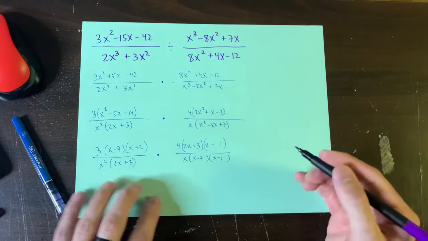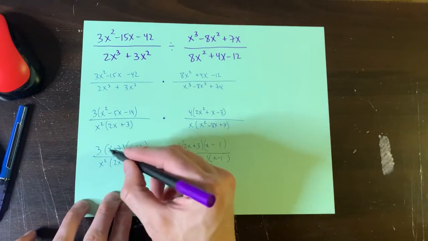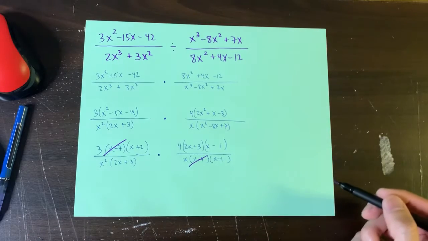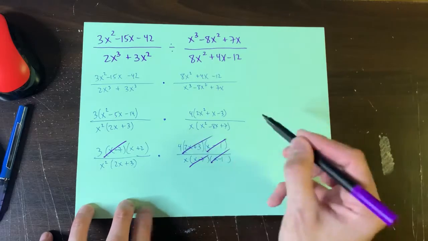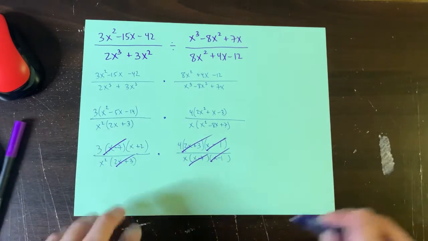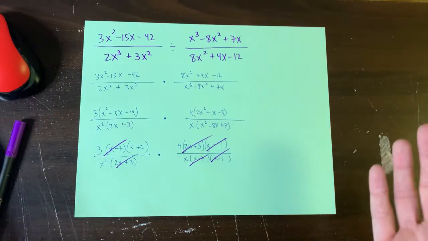For instance, x minus 7 knocks out x minus 7. And x minus 1 knocks out x minus 1. Does anything, ooh, look, that knocks this out. Satisfying. So what's left? I think that's all that goes away.